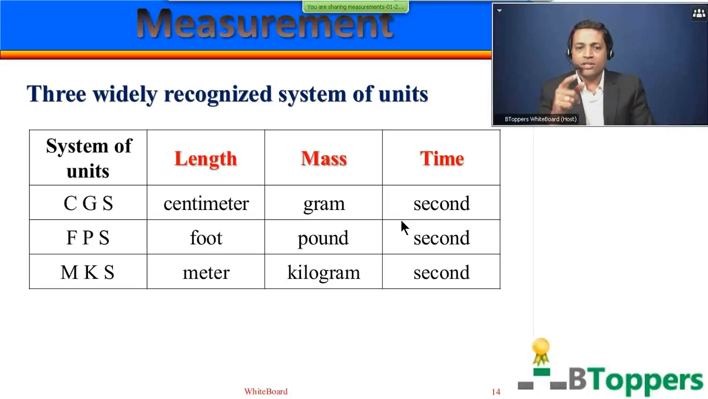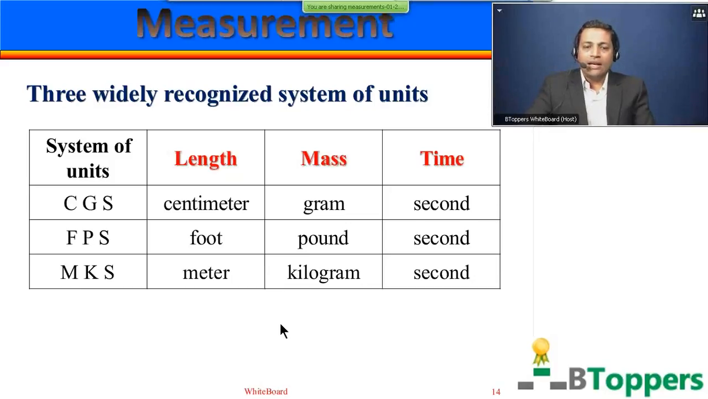In the CGS system, length is measured in centimeters, mass is measured in grams, and time is measured in seconds. Therefore, you get the name CGS. Similarly, in the FPS system, the length is measured in foot, the mass is measured in pound, and the time is measured in seconds. Therefore, naturally, you get the name FPS. And then you have the MKS system, where the length is measured in meters, the mass is measured in kilograms, and the time is measured in seconds. So these are the three important or the three widely recognized systems of units.